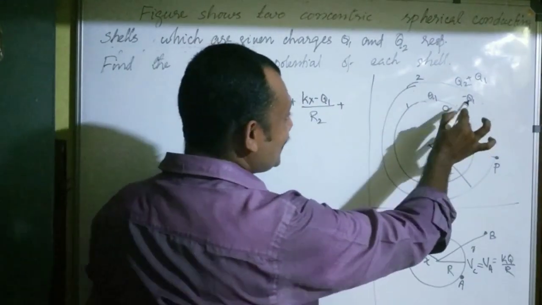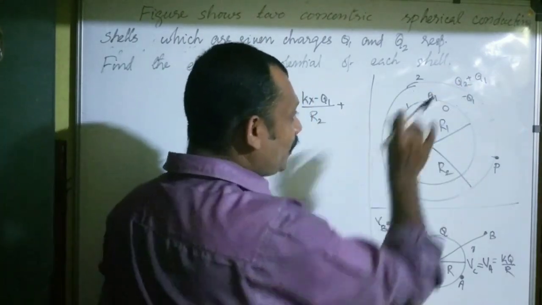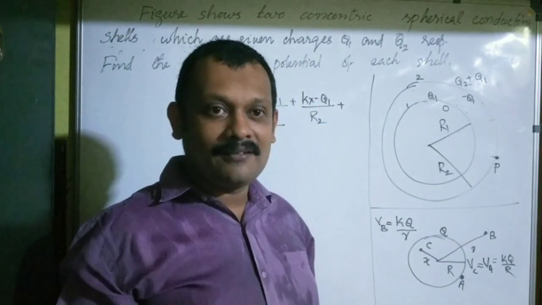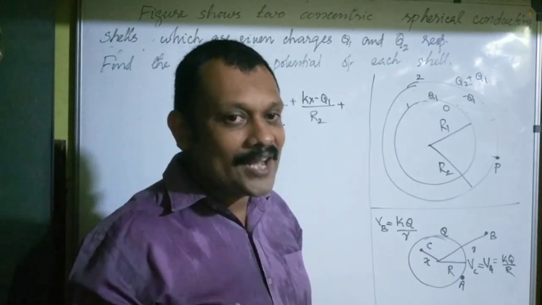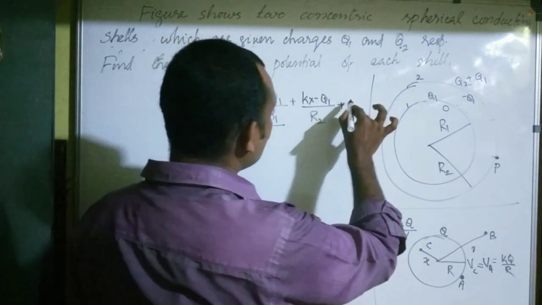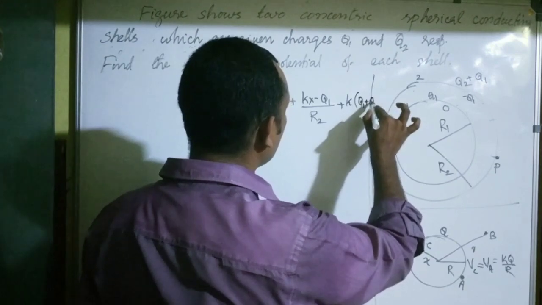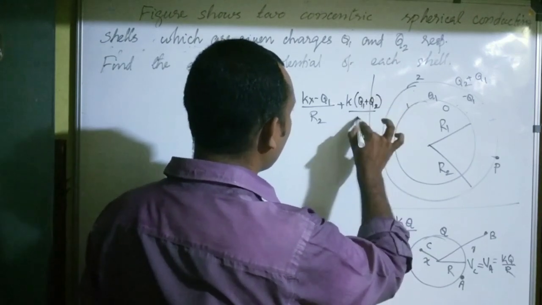Again, this point is inside the sphere. What is the potential inside a charged sphere? It is the same as the potential on the surface. So I would say it is K into Q1 plus Q2 divided by R2.